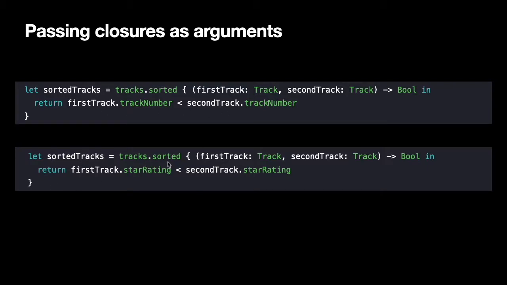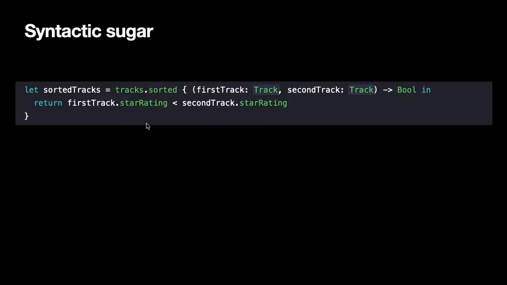Here's the second example of sorted, where we pass it a closure, which again has 2 arguments, and it returns a Boolean indicating whether the first argument or the second argument should come first. Here's the second closure from the prior slide. This closure is sorting based on the star rating as opposed to the name of the track. That's what passing a closure to sorted lets us do. We can sort based on any parameter or any algorithm associated with our data structure.